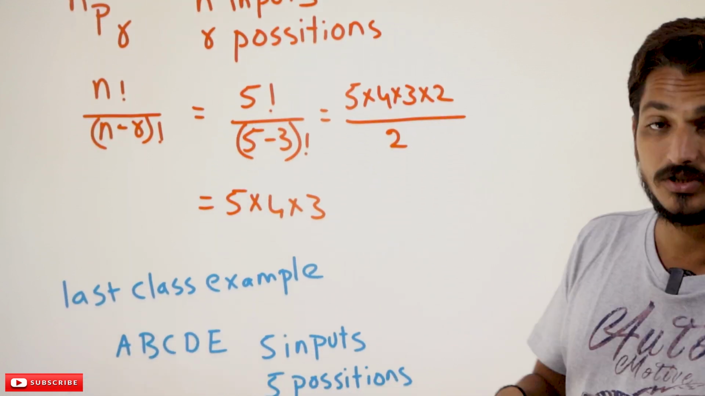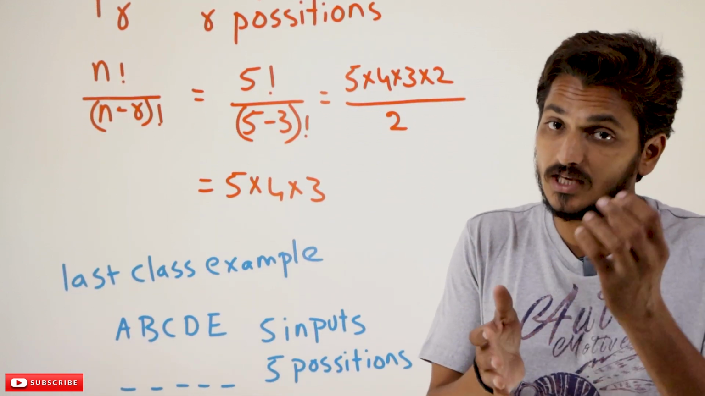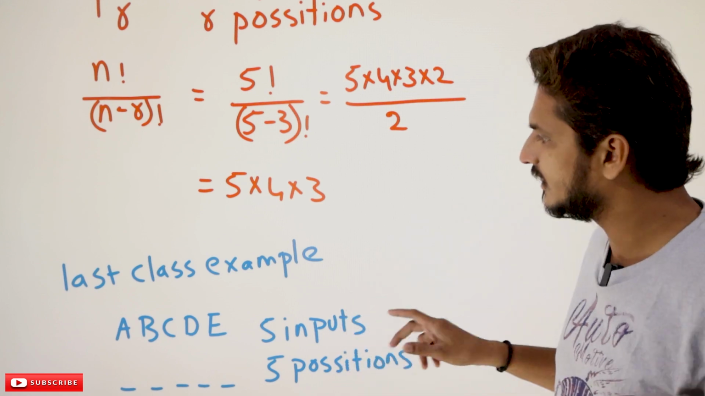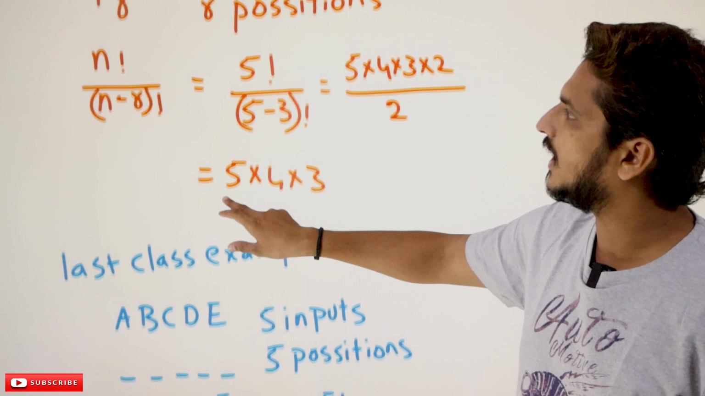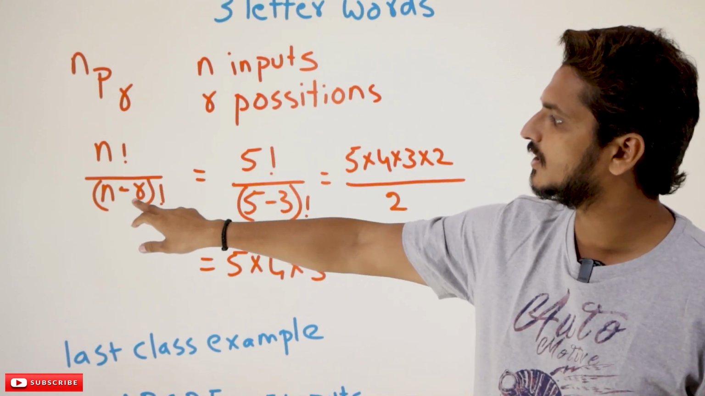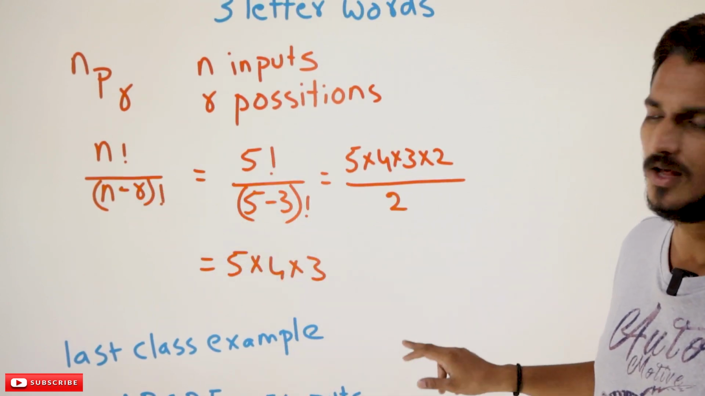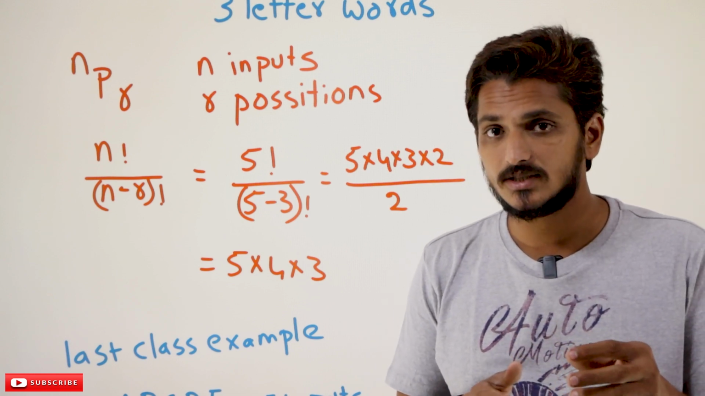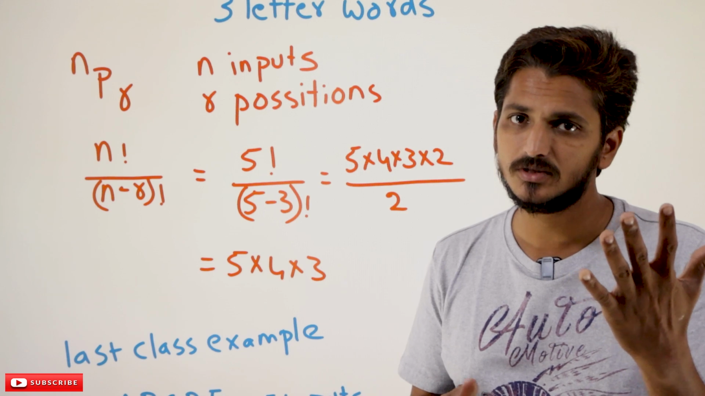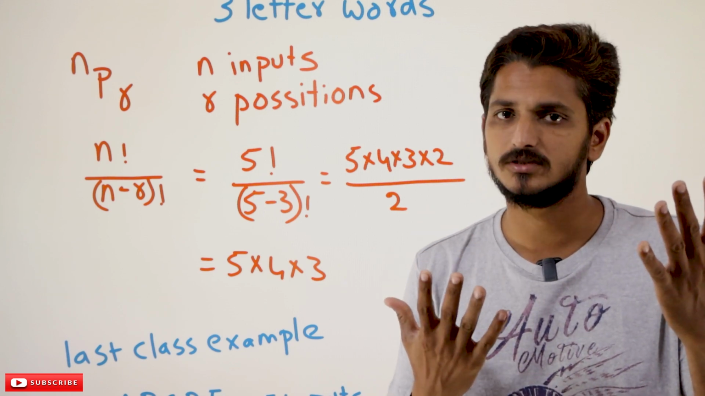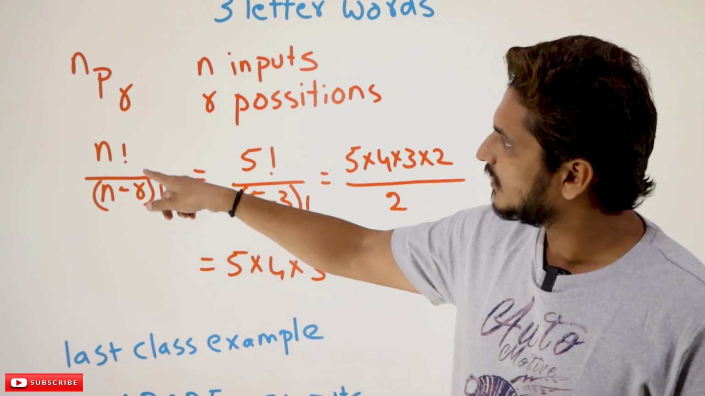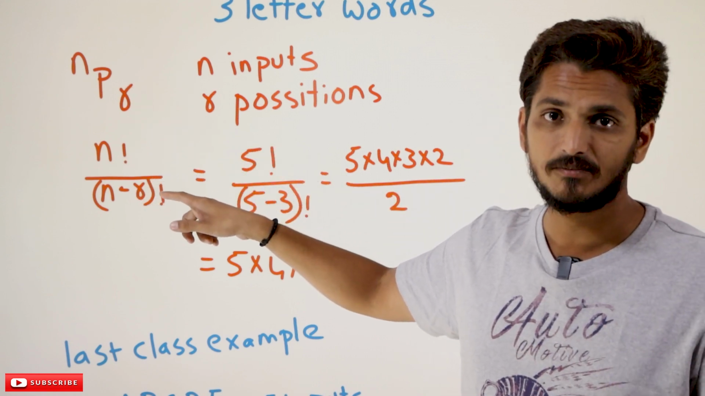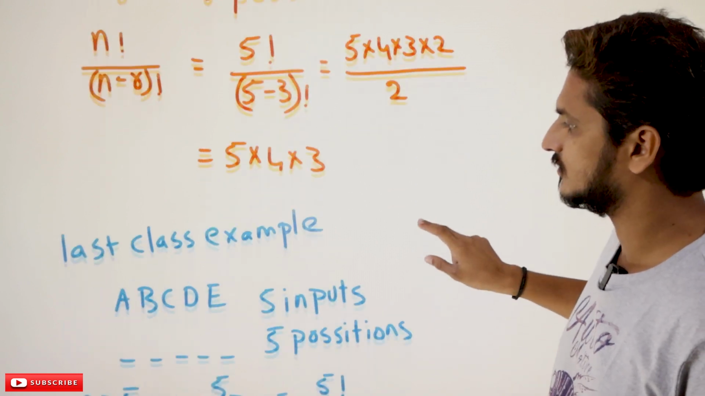So permutations, the different ways you are going to arrange the given alphabets in 3 positions, the formula for that is given using this nPr. nPr means n factorial by (n minus r) factorial. In our last class, the example which we have taken is we are having 5 inputs and we take 5 positions. Will the same formula be applicable to our last class example? Yes, it is applicable also.